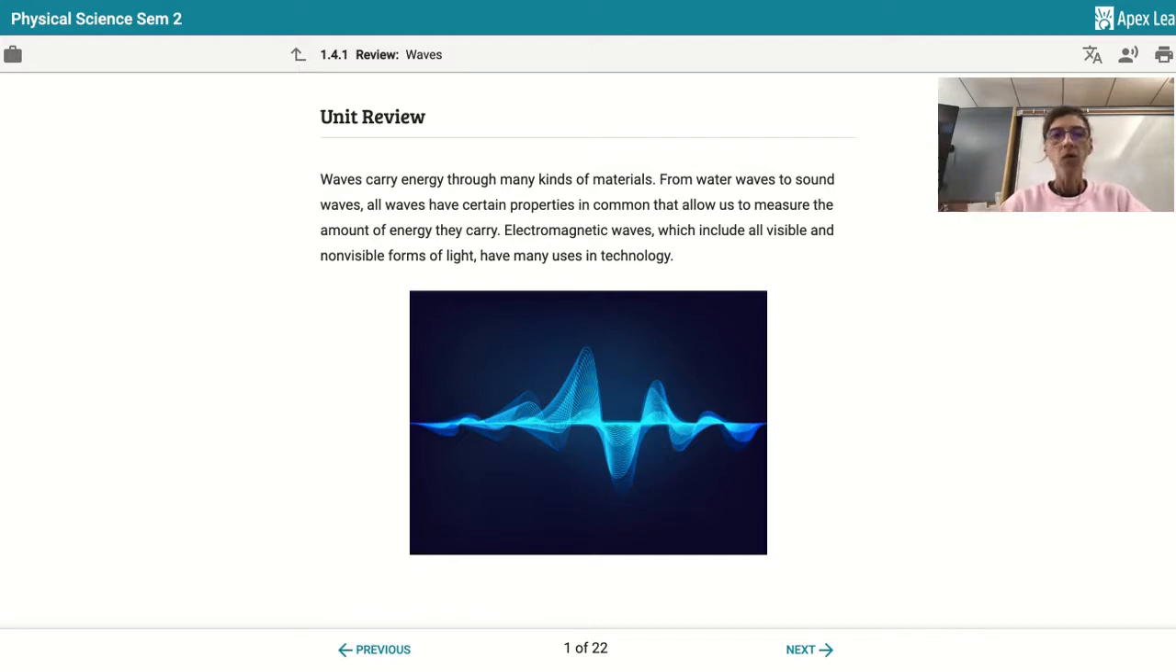So, as we know, waves carry energy, okay? And they can travel through many kinds of material. One of the most common waves you're familiar with is water. Another one is sound. We also have an array of electromagnetic waves like visible light, infrared, ultraviolet, gamma rays, radio waves, and those can really be used to enhance our technology.